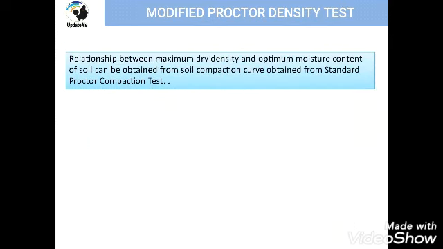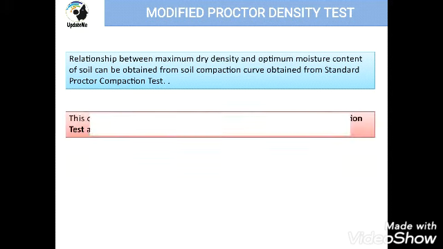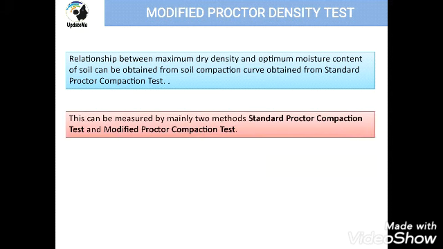The relationship between maximum dry density and optimum moisture content of soil can be obtained from the soil compaction curve. This can be measured by mainly two methods: the standard Proctor compaction test and the modified Proctor compaction test. We determine the relationship between MDD and OMC by these two methods.